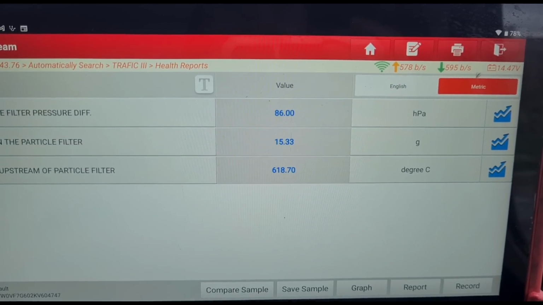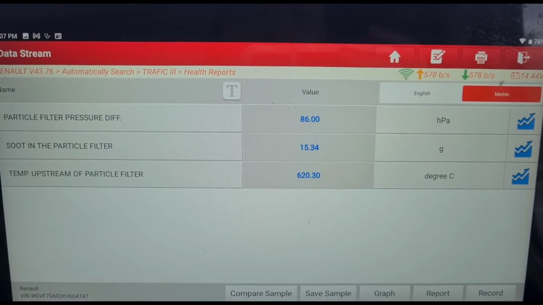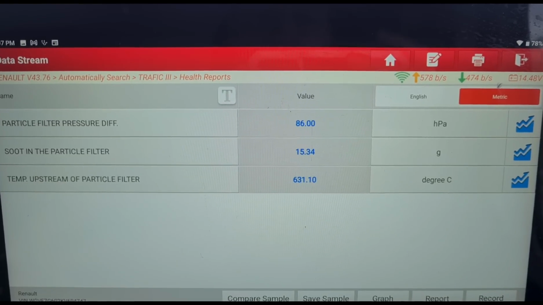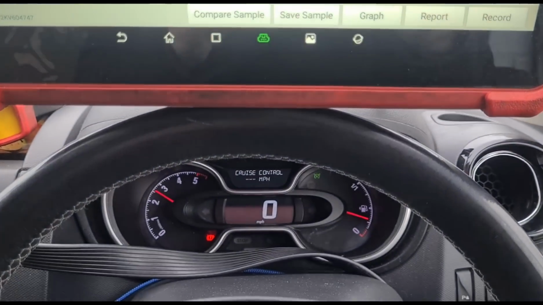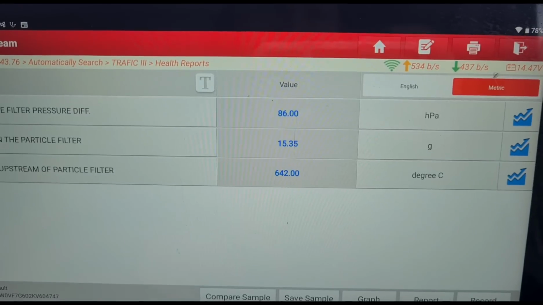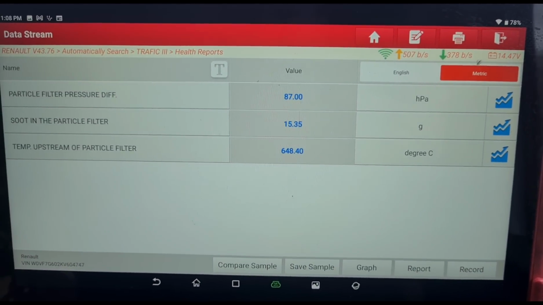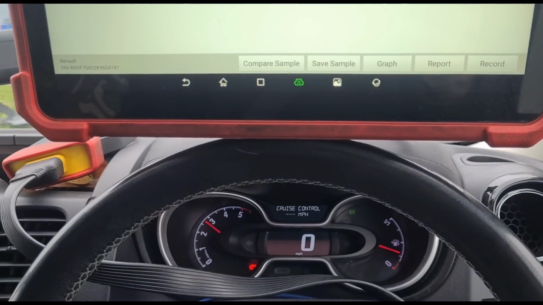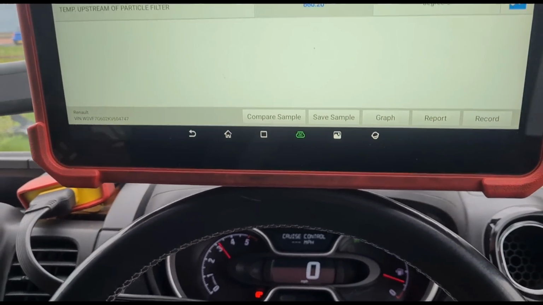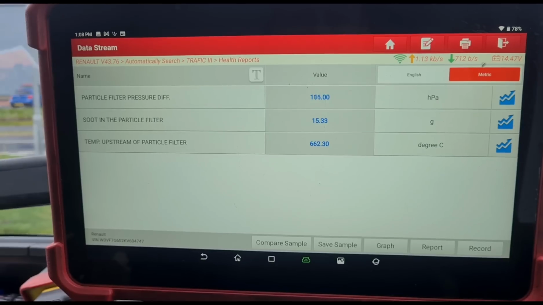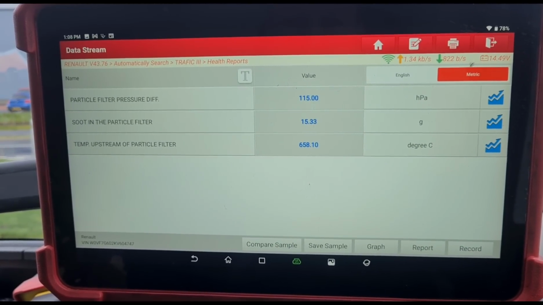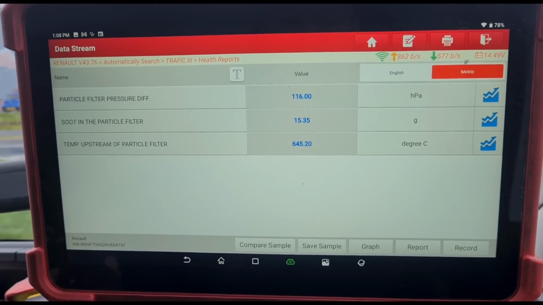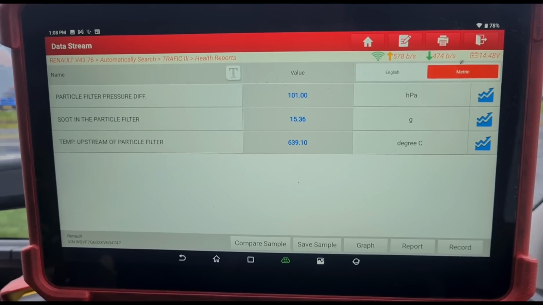Now if we have a look at this, keep an eye on the soot. It's regenerating at the moment. Now these vans will regen stationary if you hold the revs up. But if we look here, we can see that even though it's regenerating, the soot is actually increasing. If we hold the revs up at 3000 RPM, the pressure's actually increased again a little bit. So I think the DPF is damaged on this van.